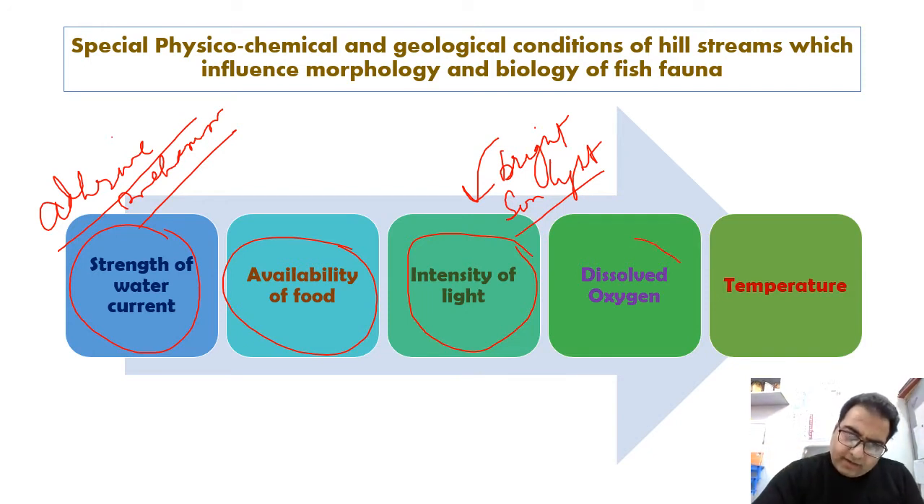The fourth important factor present in the hill stream is the dissolved oxygen content.